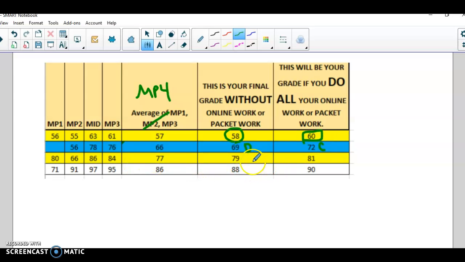So there are a couple of students in this area where whether or not they do their online work makes a difference in whether they earn a C or a B, or in this case a B or an A. And trust me, these points make a big difference when you go to figure out your GPA.